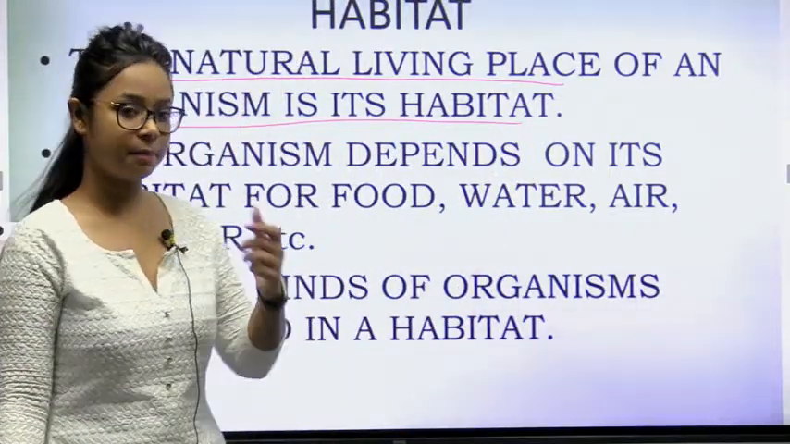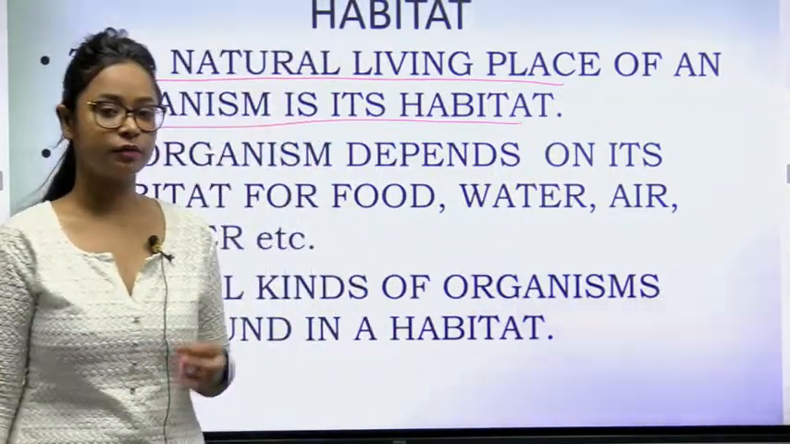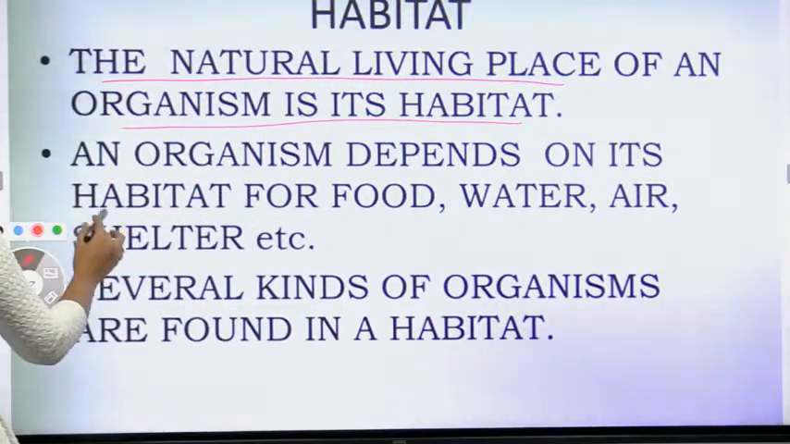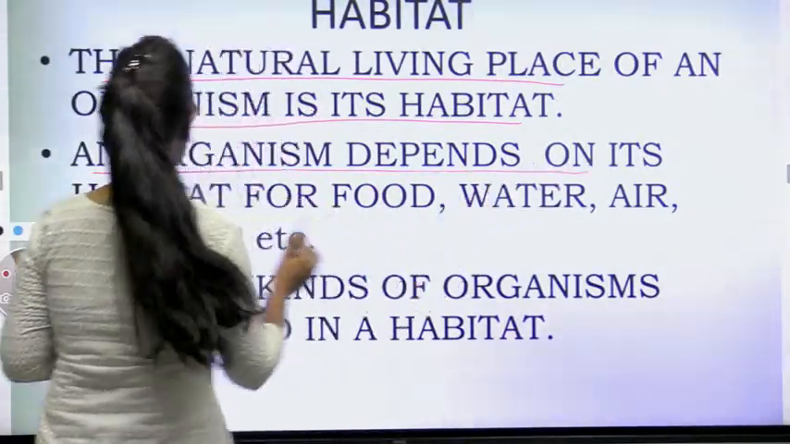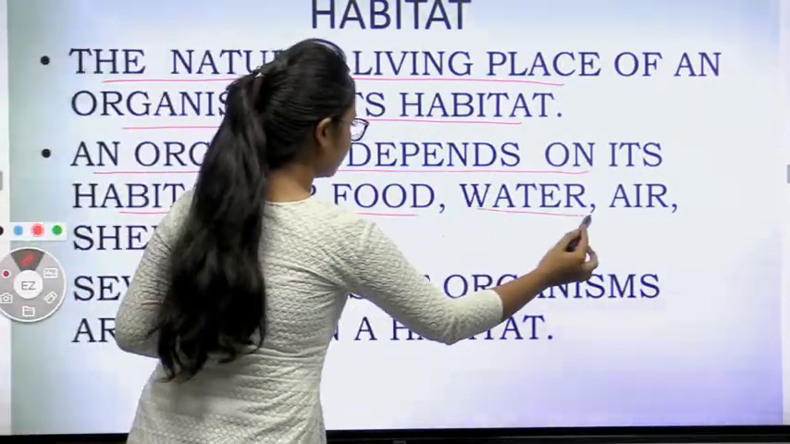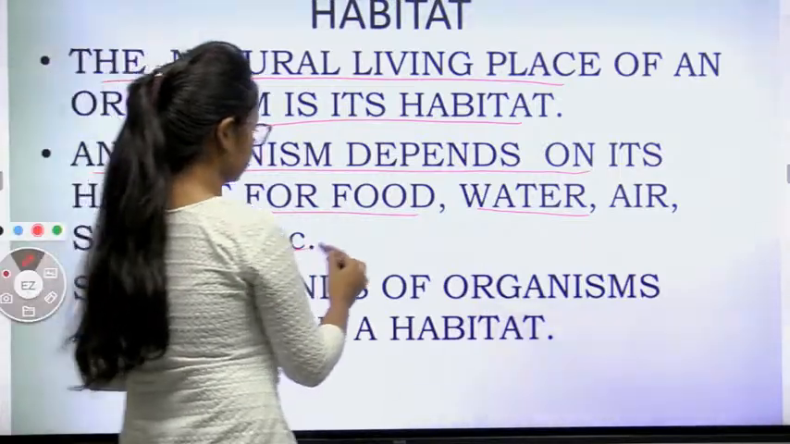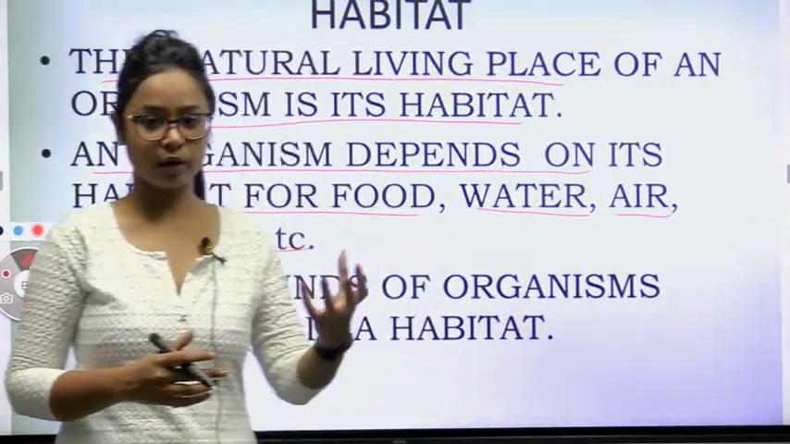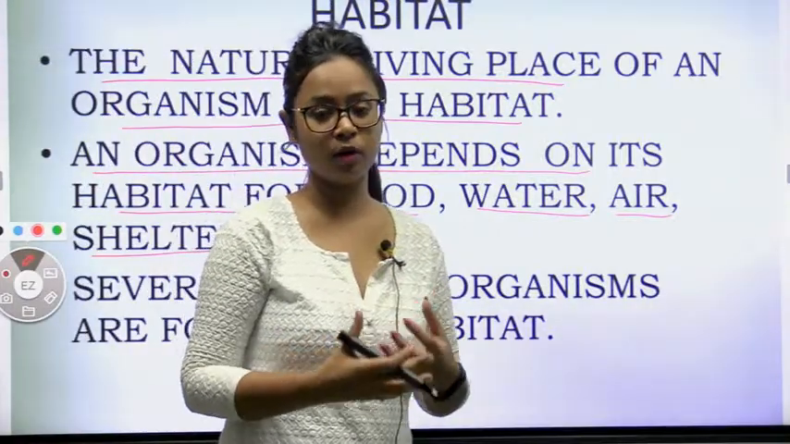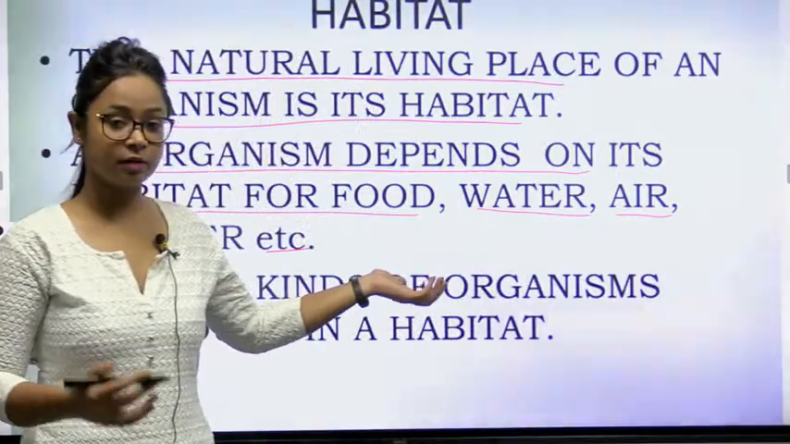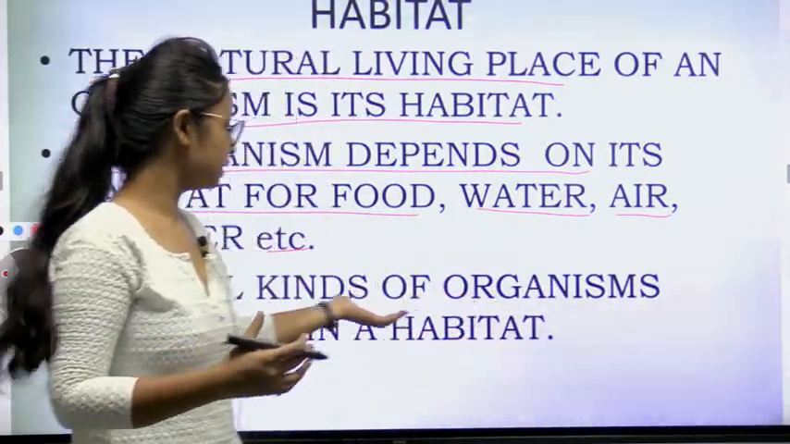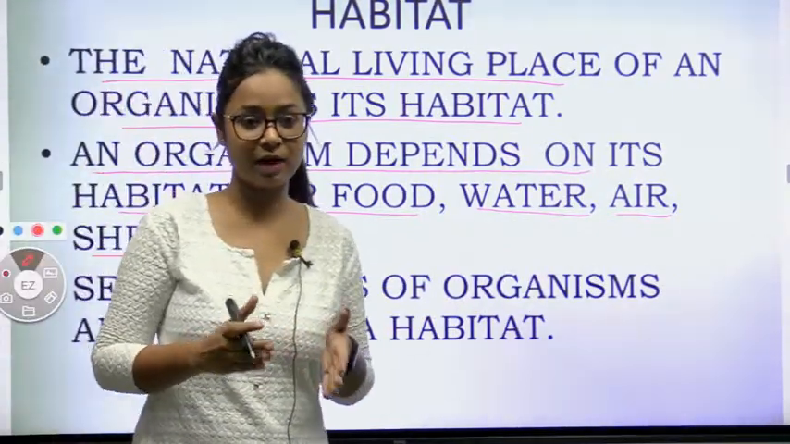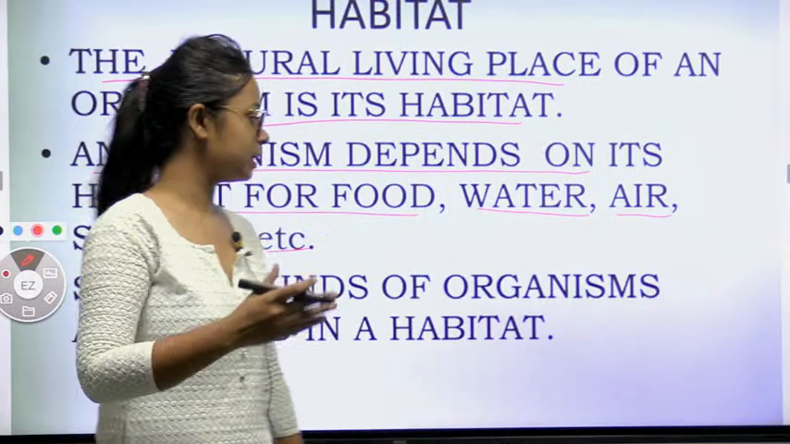So a habitat is a place where you are living for the food, for the shelter, for the air, for the temperature and everything. An organism depends on its habitat for food, water, air, shelter, etc. That place is called its habitat. For example, a polar bear lives in a very cold place. Why? Because they feel comfortable there with the food and the water. We are living on the earth and on land, so that is our habitat.